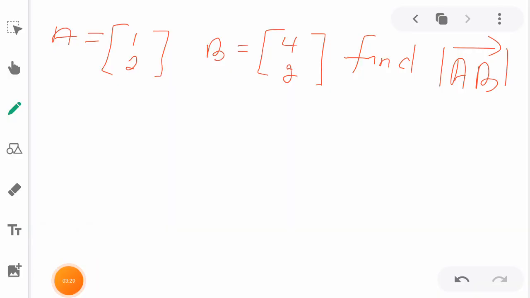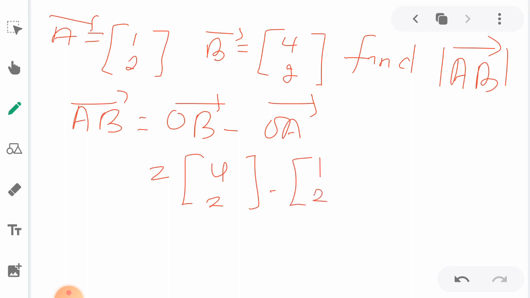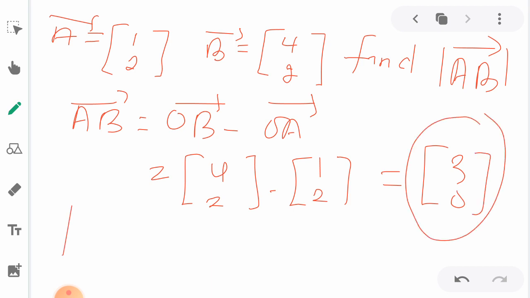What of this one? A is equal to (1, 2), vector B. So these are vectors. Find the magnitude of the product of vector AB. So step 1, you need to find the vector AB. So vector AB is equal to OB minus OA. So this is (4, 2) minus (1, 2). And this will give you (3, 0). So this is AB.